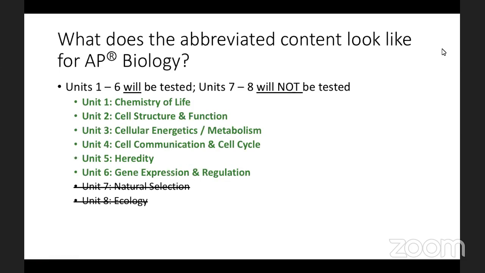I also just like to remind students that these are the topics that are going to be on this abbreviated form of the AP Bio exam. This is only for this year. So everything from your biochemistry and organic chemistry up until gene regulation and expression will be covered. That includes the biotechnology things that we're doing today.